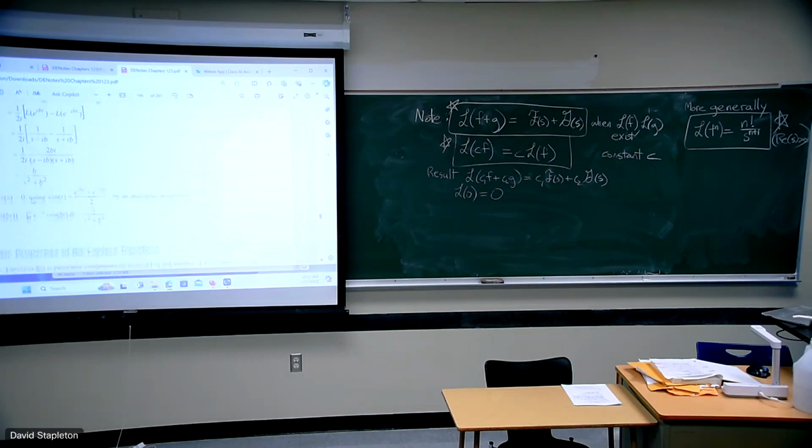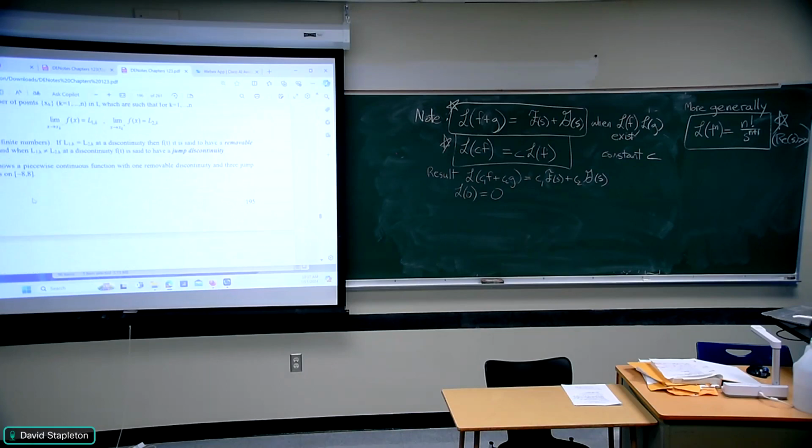There's the proofs of all those things. If you want to see the Laplace transform of sine and cosine, they're in here. There's your basic properties.